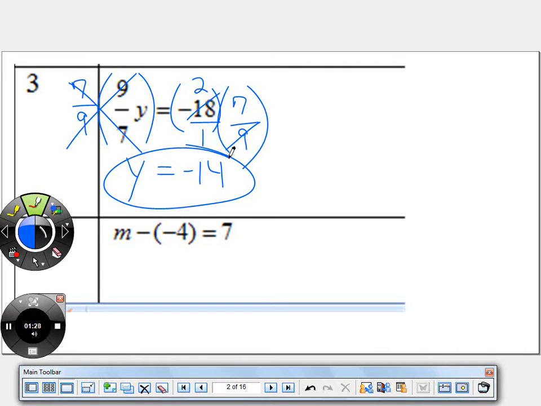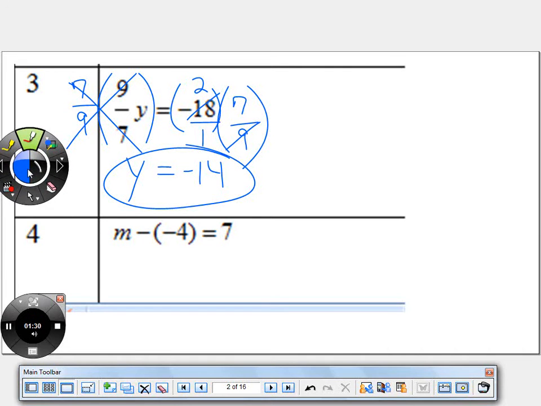Number 4, what you want to do there is before you do anything, you really want to make this n plus 4, and then it's going to look a little bit better. Those two negatives become a positive. Some people do this. They change those two negatives like that and make it positive, whatever you want to do. Then we want to get rid of the 4, so we subtract it. So m equals, that cancels out, so 3. M equals 3.